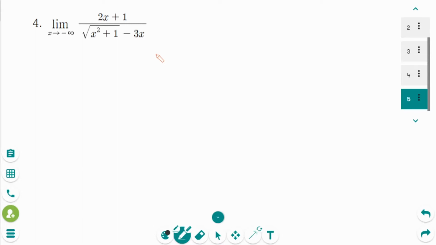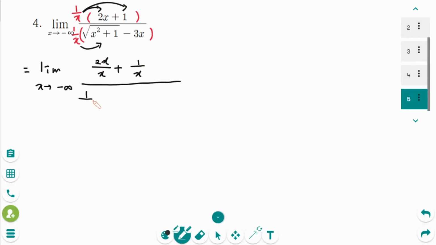It is similar to question 2. Let's solve it together. This is infinity over infinity form. Divide each side with the highest power of x in the denominator, which is x. And then expand. Over the first one minus second one. And then simplify.